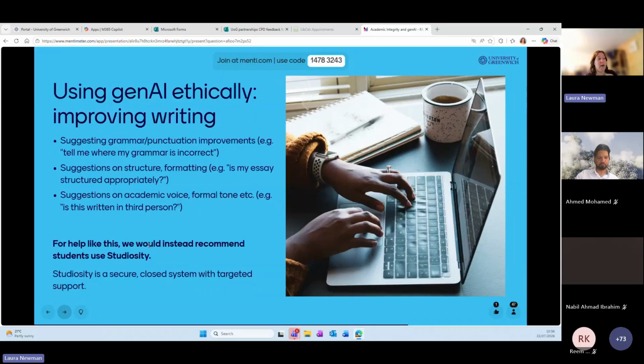And one of the reasons for that is that Studiosity is a secure, closed system. So we know any data that they put into that is entirely secure and safe. And also it has targeted support for Greenwich students. So it will link them to the Greenwich advice on referencing, for example, or further support through the Greenwich website. So that's where, for the review stage, we would really recommend they use Studiosity, which, like I said, is a GenAI model. So we would recommend they use that rather than using ChatGPT, Claude, Copilot, whatever it is that they are using for their other stuff.